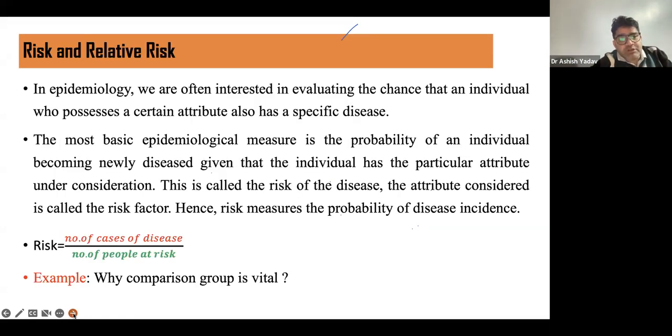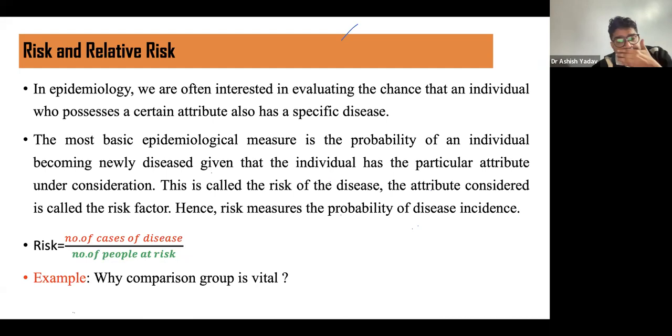So in epidemiology, we are often interested in evaluating the chance that an individual who possesses a certain attribute also has a specific disease. The most basic epidemiological measure is the probability of an individual becoming newly diseased, given that the individual has a particular attribute under consideration. This is called the risk of the disease. The attribute considered is called the risk factor. Hence, the risk measures the probability of disease incidence. So the formal definition of risk is the number of cases of disease divided by the number of people at risk.